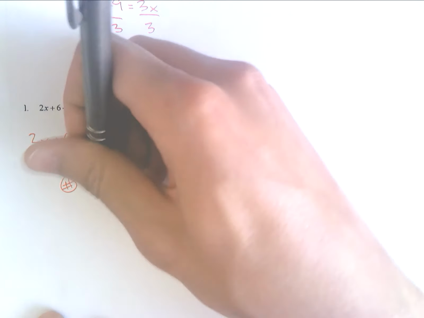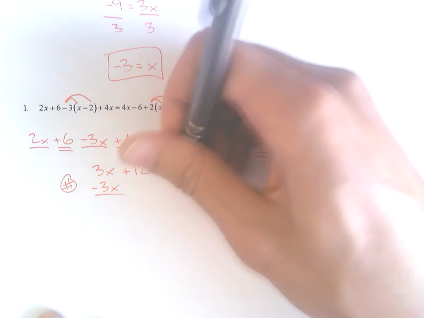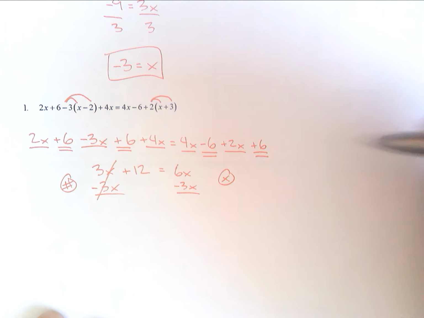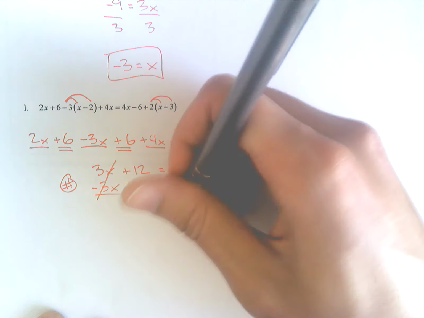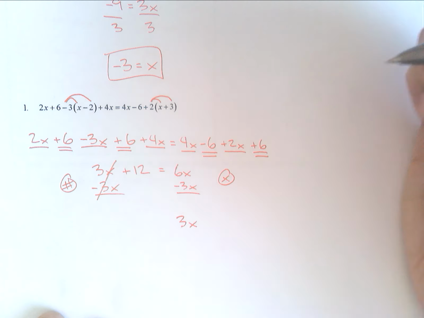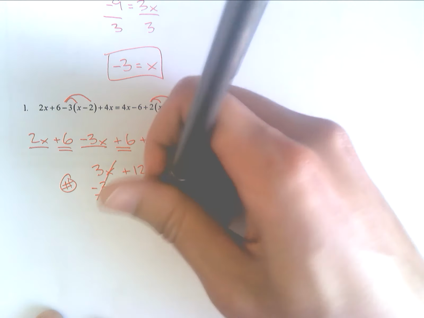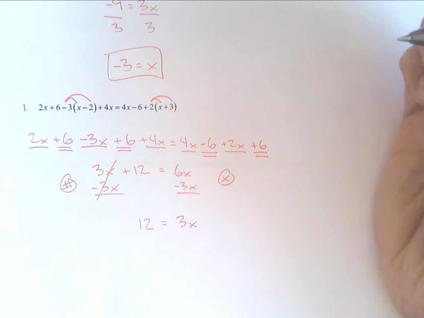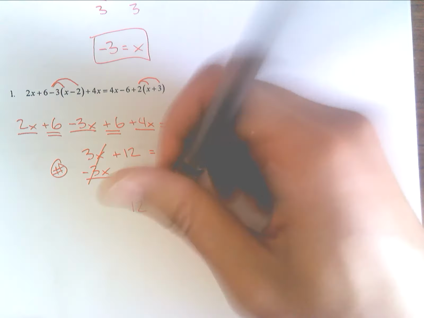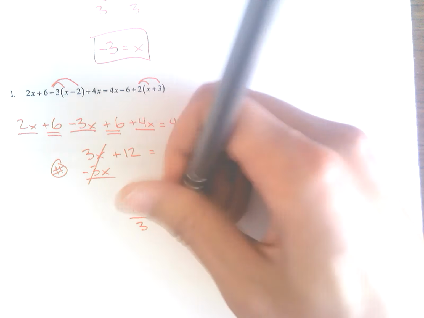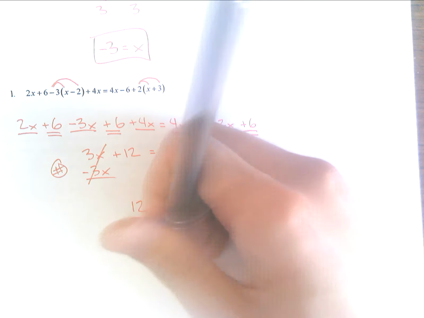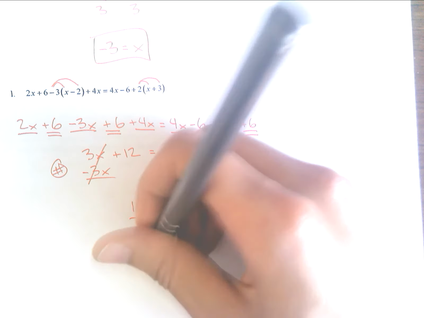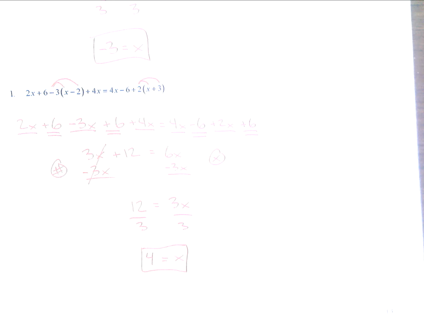So we subtract 3x from both sides, and the left side cancels. We have 6x minus 3x is 3x, 6 minus 3. We'll bring down the 12, so we have 12 equals 3x. Our last step, we divide by 3. X equals 12 divided by 3 is 4. And that's our final answer.